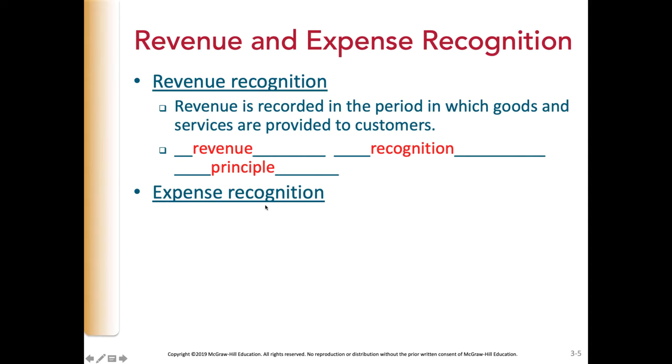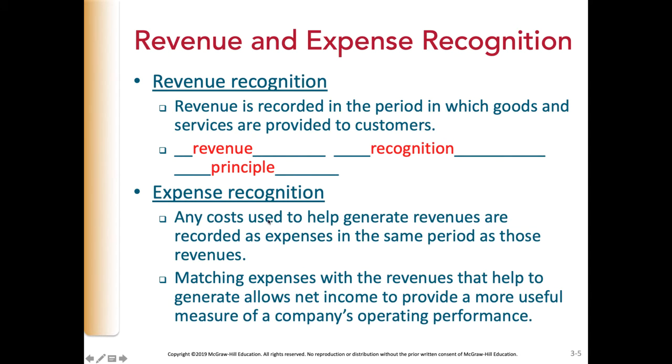And then how do we recognize expenses? Expenses are any costs used to help generate the revenues, and they are recorded in the same period. I just want to emphasize that this is the same period. Let me use a pen. Okay, so this is the cost used to help generate revenue in the same period as those revenues. So, matching expenses with revenue.